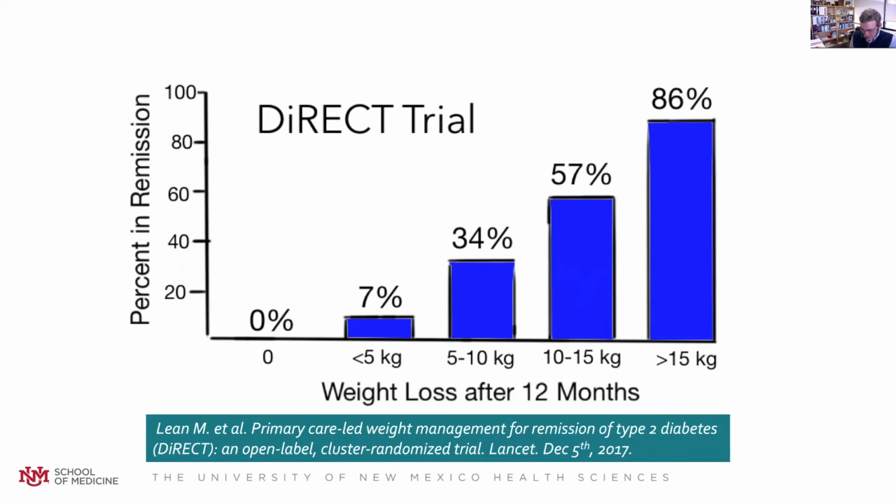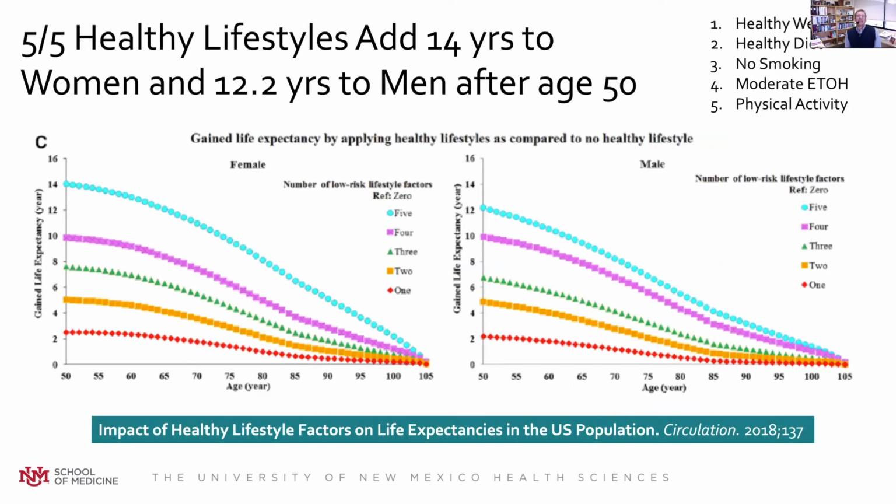This is a study also published this year showing that if you have 5 out of 5 healthy lifestyles after the age of 50, you can increase your lifespan by 14 years, which is pretty darn impressive. So those 5 things were a healthy diet, a healthy weight, no smoking, moderate alcohol, and regular physical activity.